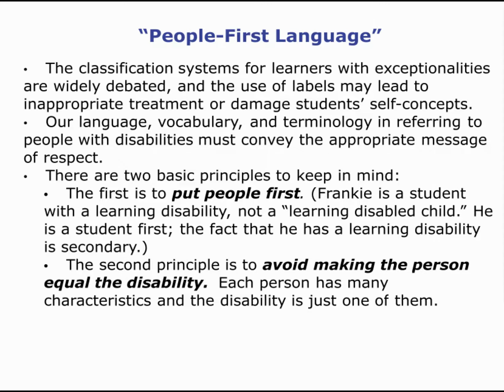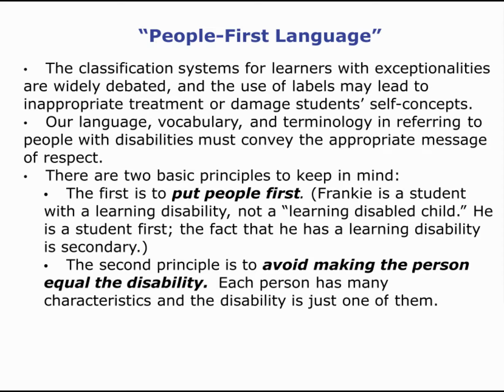People first language. Instead of saying, hey, look at that LD kid or look at that EH kid, which we did for quite a while, in our language and terminology we want to refer to the person first and then the disability. You don't want to make the disability more important than the person. So there are two basic principles. Put the people first. Frankie is a student with a learning disability, not a learning disabled student. He is a student first, and the fact that he has a learning disability should be secondary.